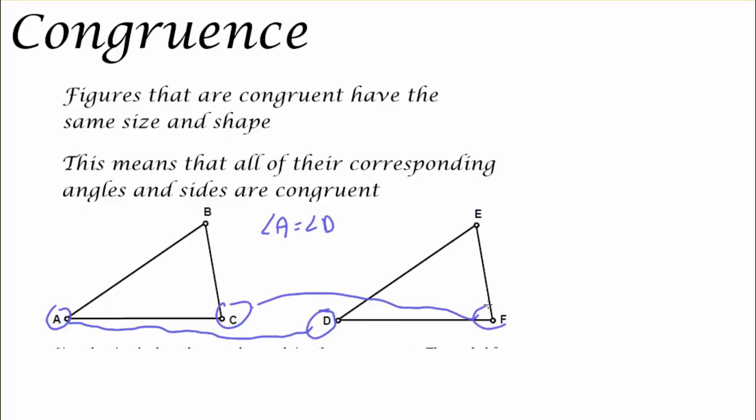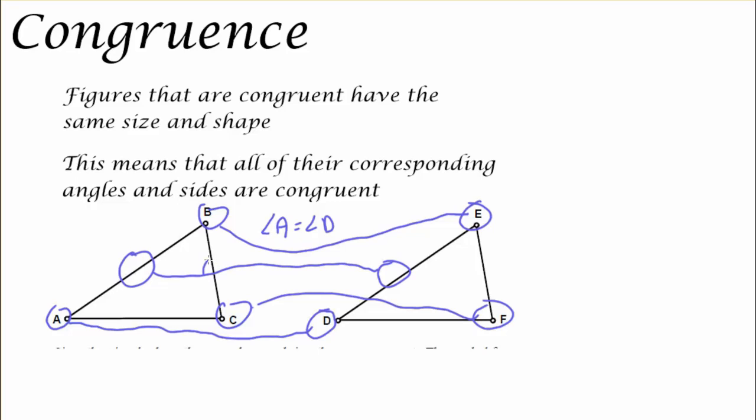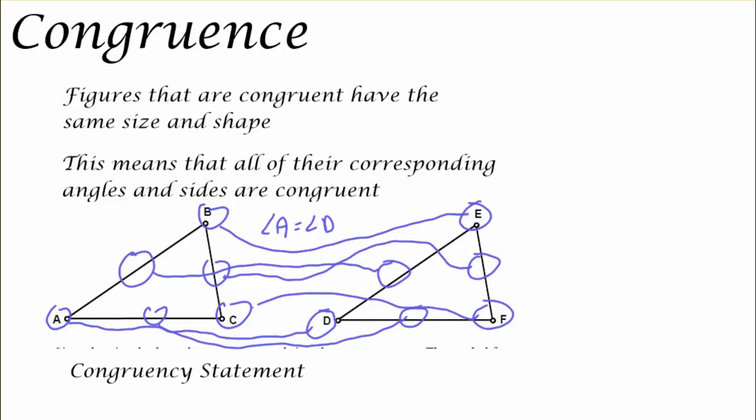Now the corresponding angles would be angles A and D. These triangles look the same, but A and D are the ones that are the same. A doesn't have to be the same as E or F, just D. Now C corresponds with F, so C and F are the same, and B with E. So these two triangles have three pairs of corresponding congruent angles, and the same thing could be true for sides.